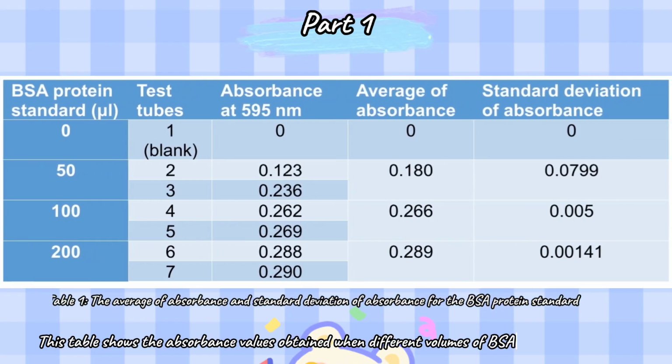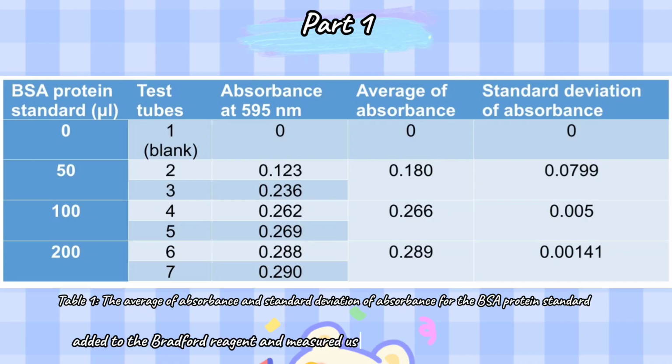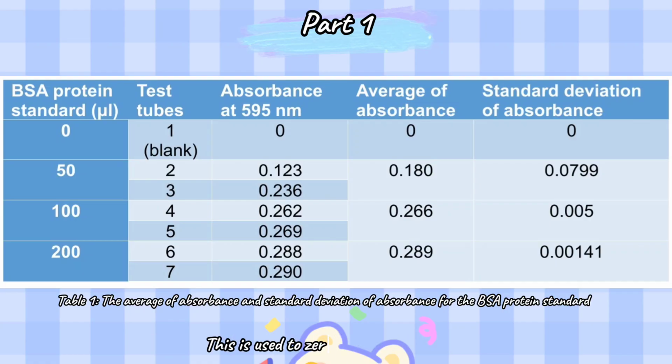This table shows the absorbance values obtained when different volumes of BSA protein standard were added to the Bradford reagent and measured using a spectrophotometer at 595 nanometer. Test tube 1 with 0 microliter BSA acted as the blank, giving an absorbance of 0. This is used to zero the spectrophotometer.